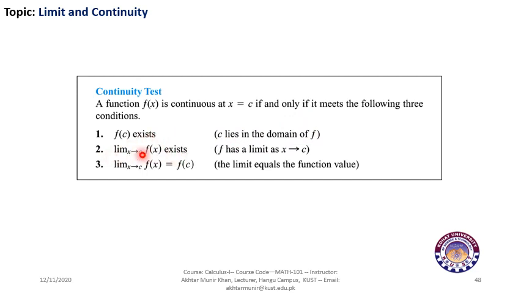The second condition is that the limit at this point x equals c should exist. The existence of the limit means that the left limit and right limit should be equal. And the third and most important condition is that the limiting value we obtained in step 2 should be equal to the value we got in step 1. If these three conditions are met, then we say that the function is continuous at c.